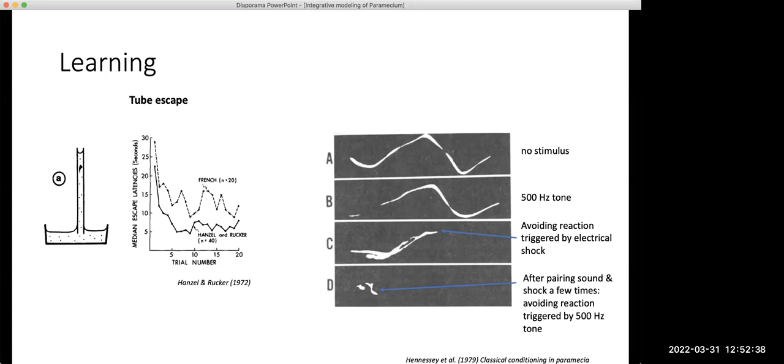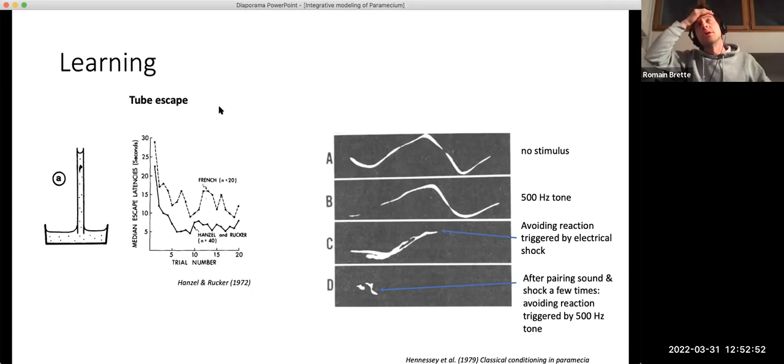Sorry, Roman, there is a question in the chat, just for something you showed previously. Mike is asking how different is the paramecium direction change from the E. coli run and tumble? Okay, that's a good question.